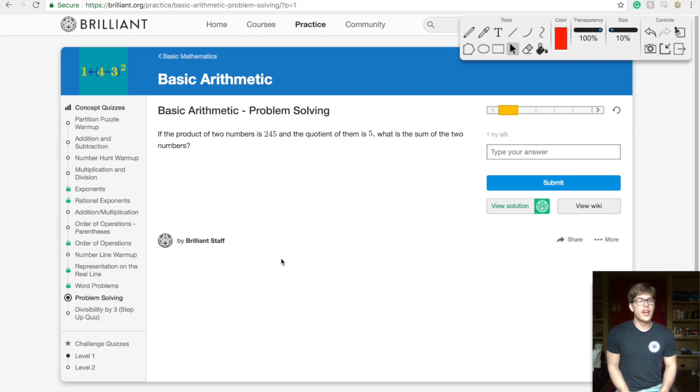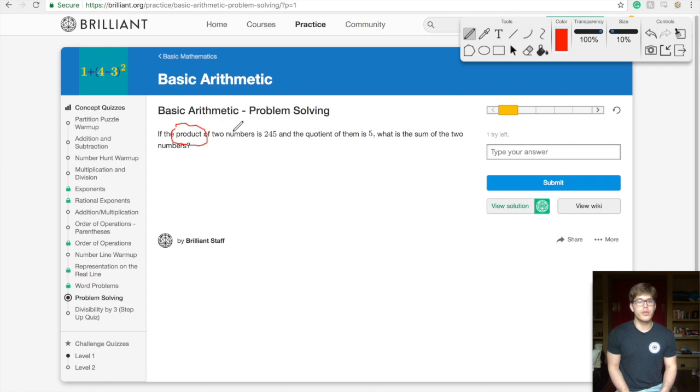Let's get started. If the product of two numbers is 245 and the quotient of them is 5, what is the sum of the two numbers? So for problems like these, little puzzly problems, it's always important to write down what you know. If the product, what does product mean? Product is the answer to a multiplication problem.